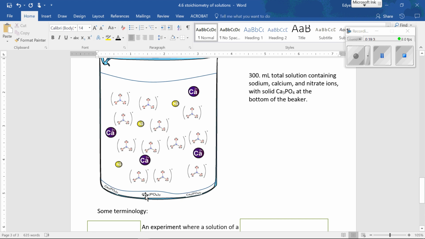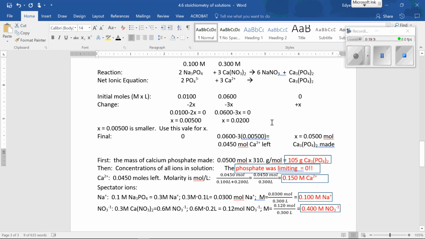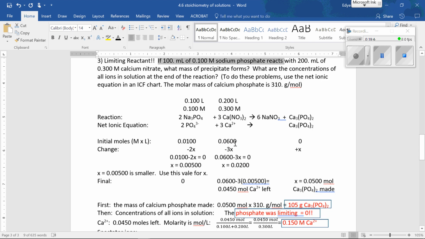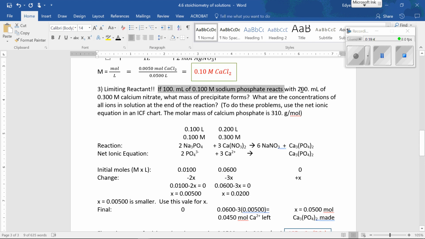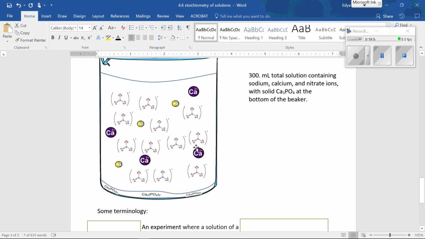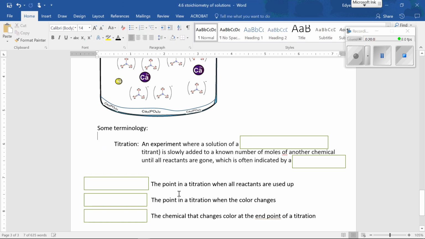So all the phosphate ions that were originally in that first solution right here, those are all sitting at the bottom with some of the calcium ions that were in this solution right here. So some of those calcium ions are down here, and then the rest of them, they were in excess and they're still floating around, and all of the spectator ions are still floating around, not doing anything, just being spectators.